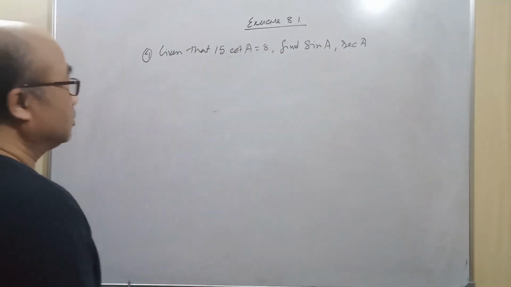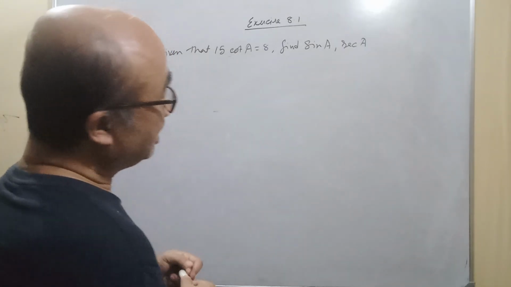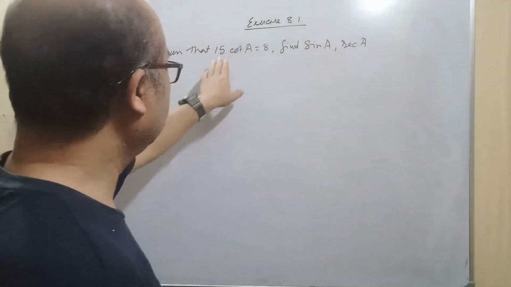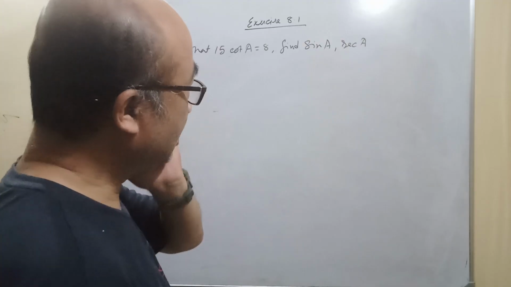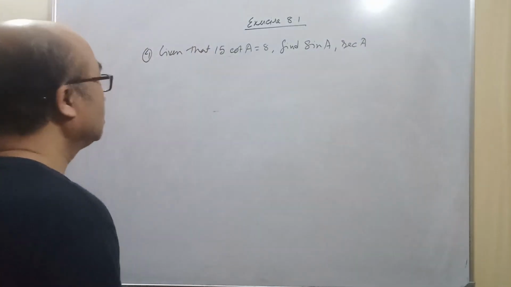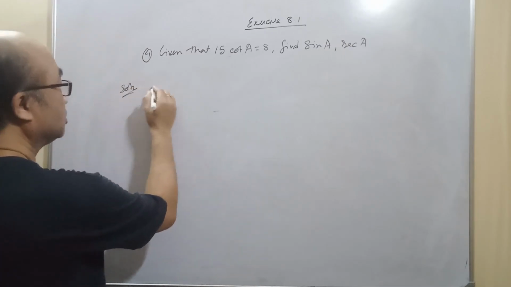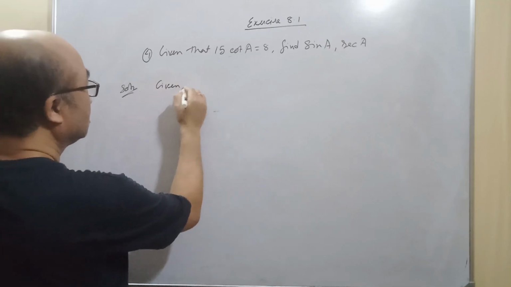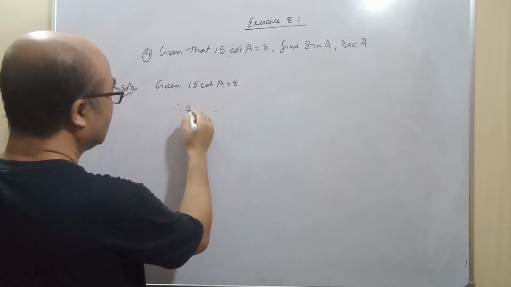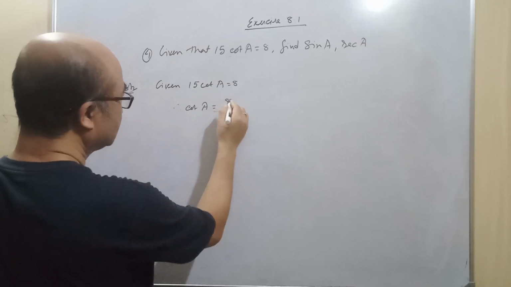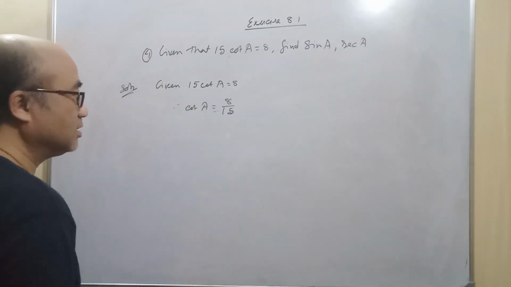So question number 4, given that 15 cot A is 8, find sin A and sec A. So we are given 15 cot A is 8. We have to find these trigonometric ratios sin A and sec A. So we have the solution. Given 15 cot A is 8, hence cot A is 8 by 15. Cotangent of A is 8 by 15.